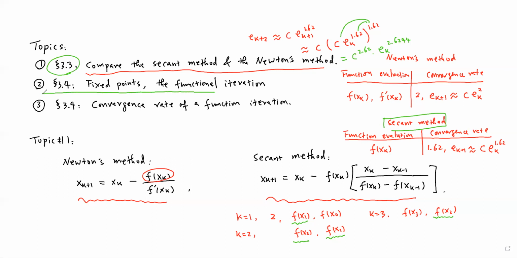Section 3.4. Fixed points and functional iteration. Topic 2, this is section 3.4. In this section, we still solve a single equation. Okay? A single equation.